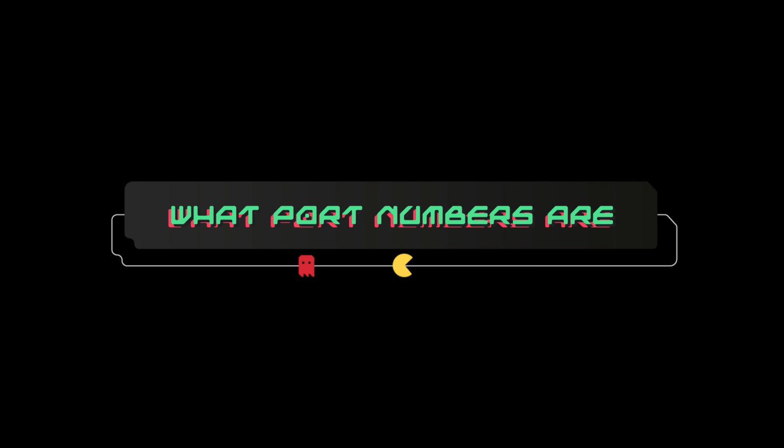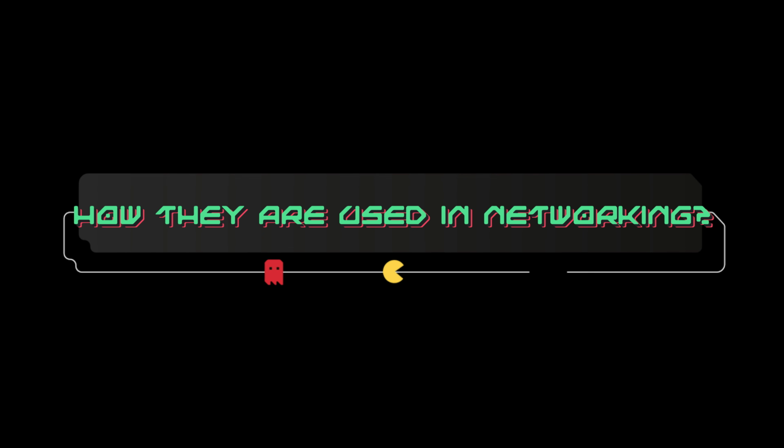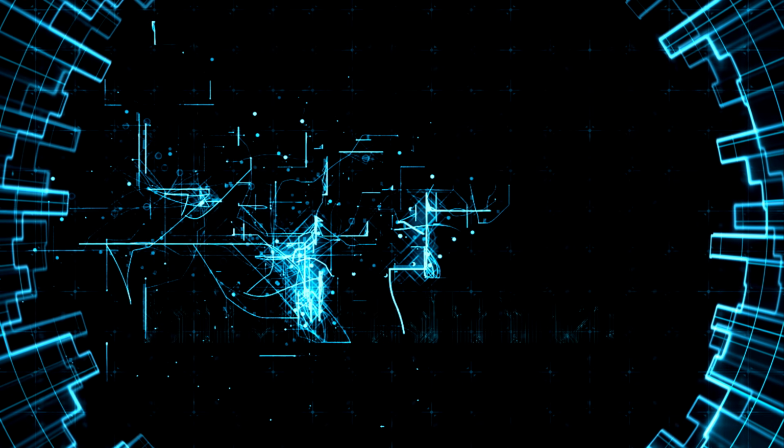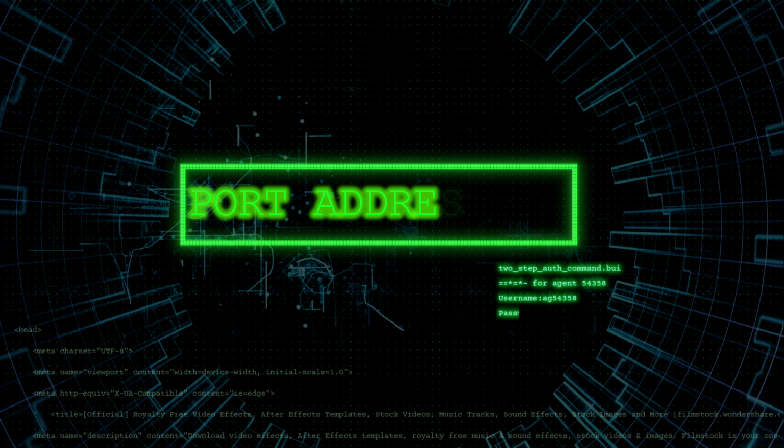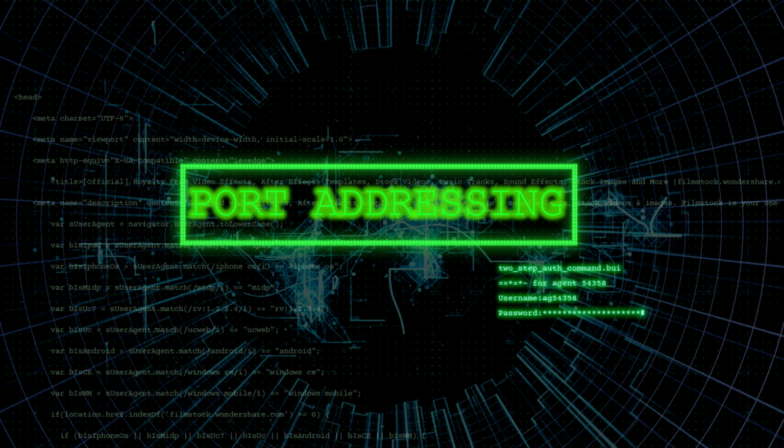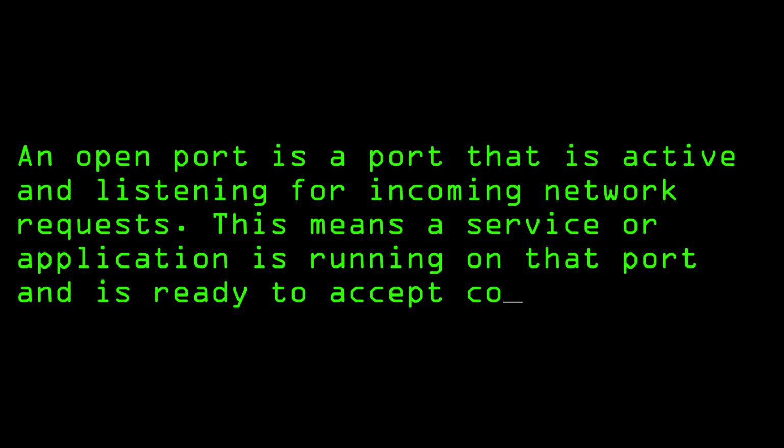Now that we know what port numbers are and some common examples, let's see how they are actually used during network communication. Now let's understand some important concepts related to port addressing that you will often come across in networking. First, an open port. An open port is a port that is active and listening for incoming network requests. This means a service or application is running on that port and is ready to accept connections.